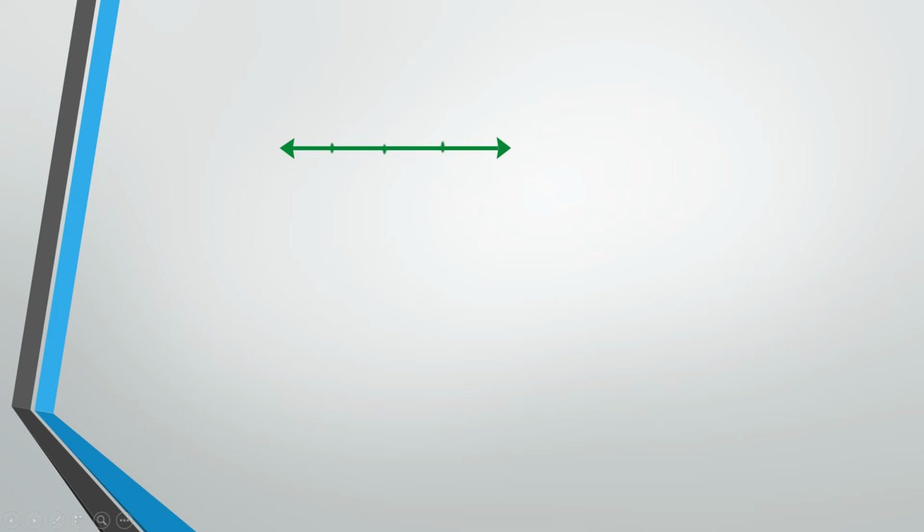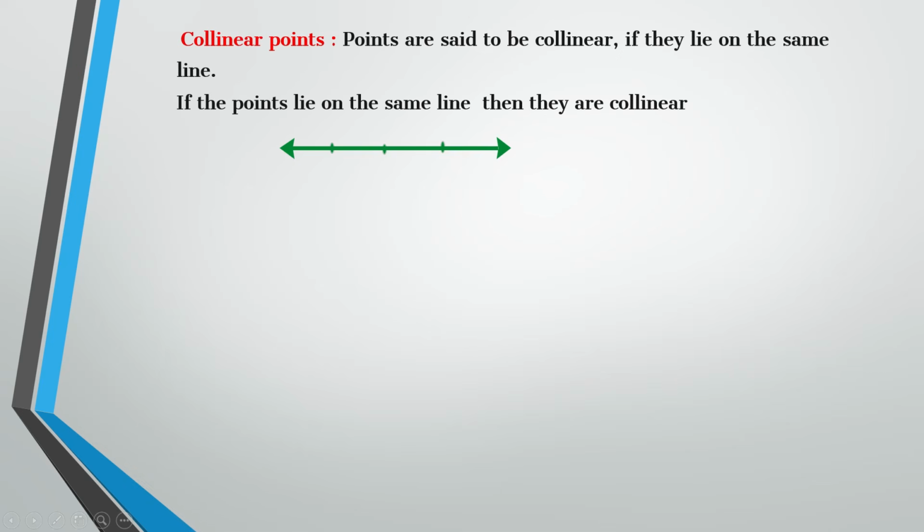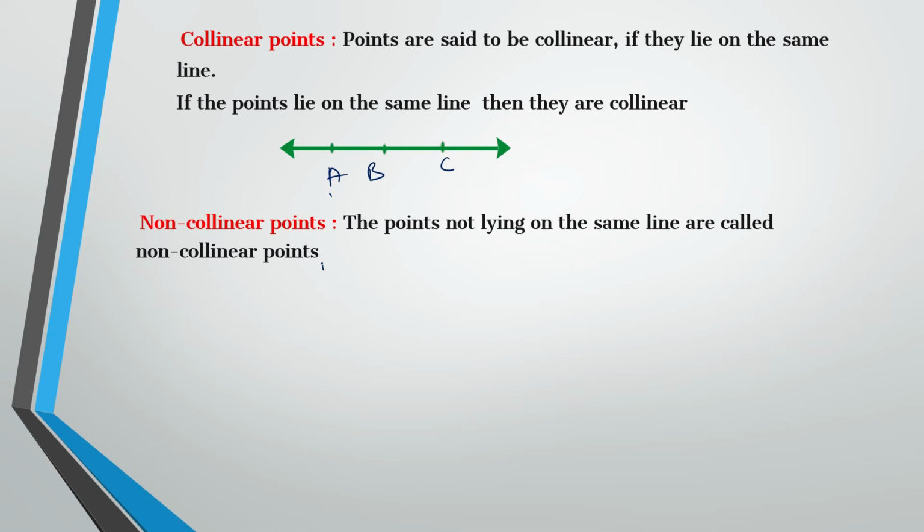Now let us go to the next concept, that is about collinear points. Firstly, you should know about collinear points. Points are said to be collinear if they lie on the same line. If you take a line, on this line I have taken 3 points A, B, C. These 3 points lie on the same line. That's the reason these 3 points A, B, C are said to be collinear points. The points which do not lie on the same line are called non-collinear points.